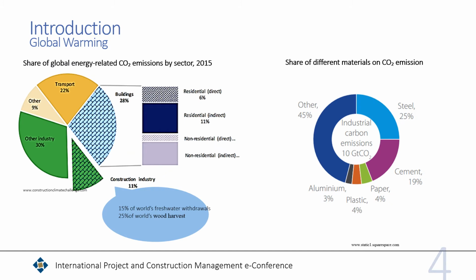Different sectors have roles in the carbon dioxide emission to the atmosphere, and according to the studies, the buildings and construction industry is responsible for a large portion of this carbon dioxide emission. Also, 15% of the world's freshwater withdrawal and 25% of the world's wood harvest belongs to these two sectors. If we look at the share of different materials in the carbon dioxide emission, it can be noticed that a large portion of carbon dioxide release is related to steel and cement production.